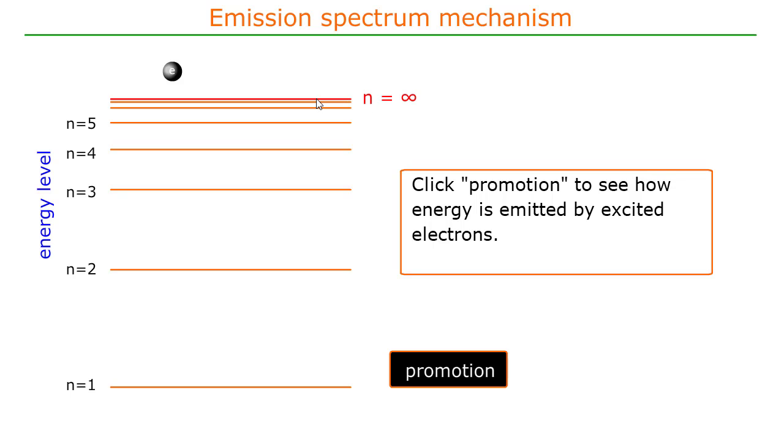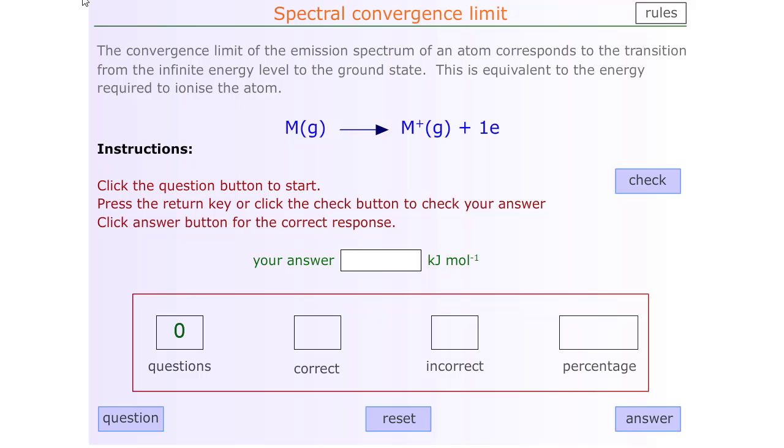So if we find a line in the spectrum which corresponds to the highest energy, in other words the smallest wavelength or highest frequency, then we can use that line to determine the ionization energy of the atom. Let's have a look how this is done.